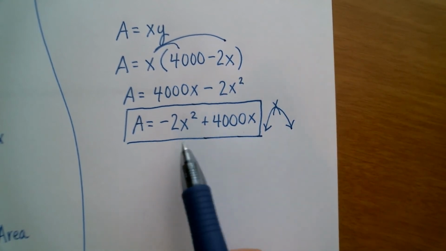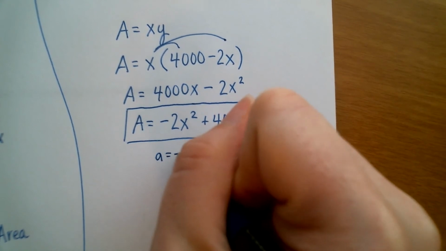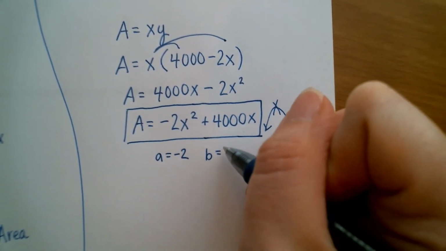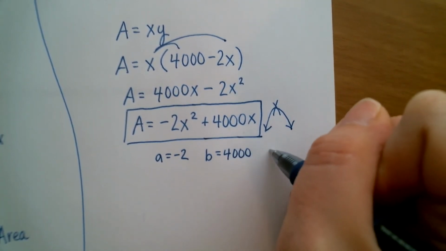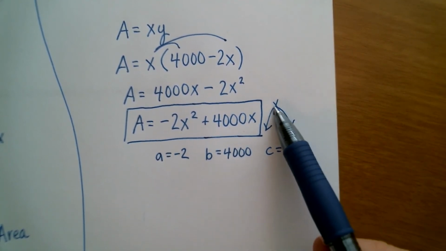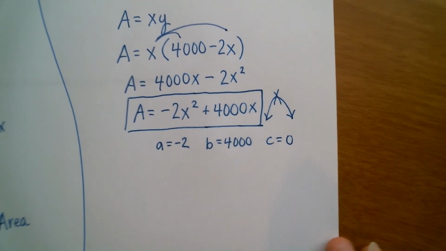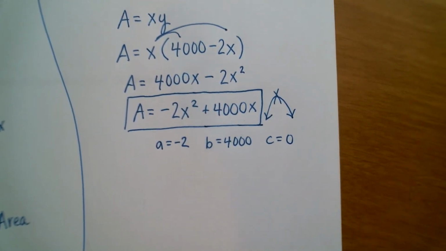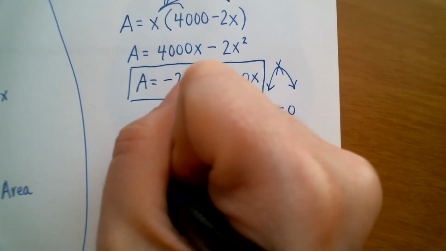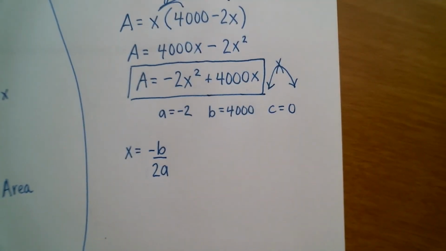Since we know this is quadratic, it opens downward because a is negative 2. If we identify our other variables here, b is 4,000, the number in front of x, and c is 0. Since a is negative, the parabola opens downward and has a maximum value, maximum area. That's what we want. If we want to identify a max or a min, we use the vertex formula. Remember, x is negative b over 2a. So we're going to plug in our values.